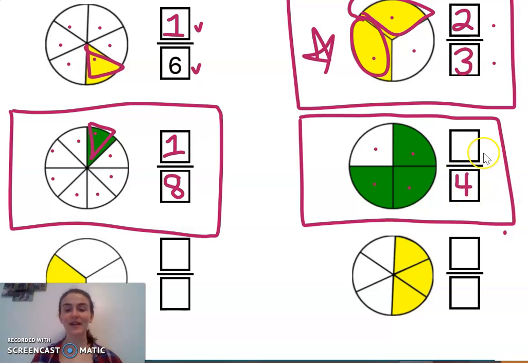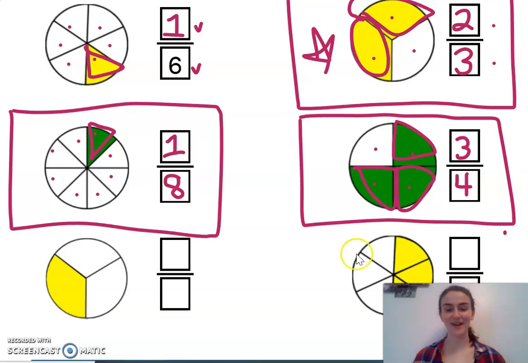Beautiful. All right, then the numerator, or the number on top, tells us how many pieces we have, or in this case, how many pieces are shaded. All right, so how many pieces are shaded? Well, we have 1, 2, 3. We have 3 pieces shaded, okay? So we put the number 3 in our numerator. All right, and now our fraction is 3/4, right? So 3/4 is our fraction.